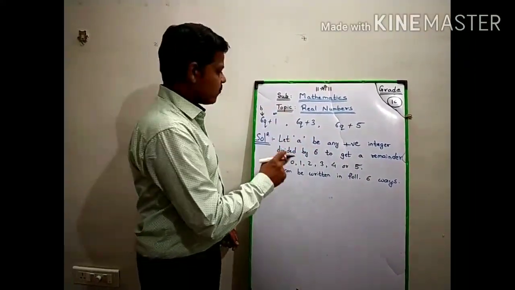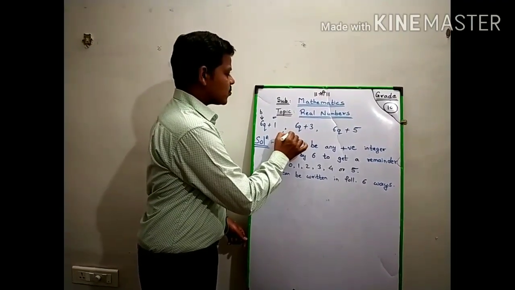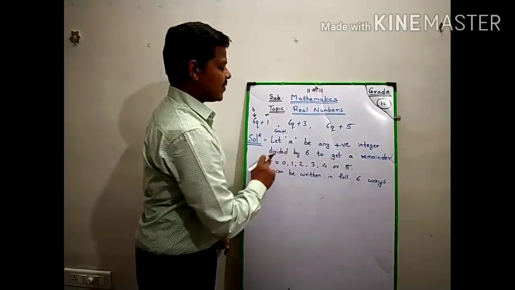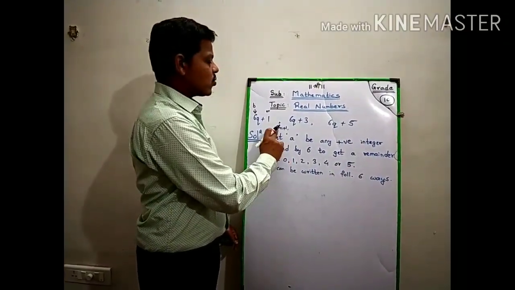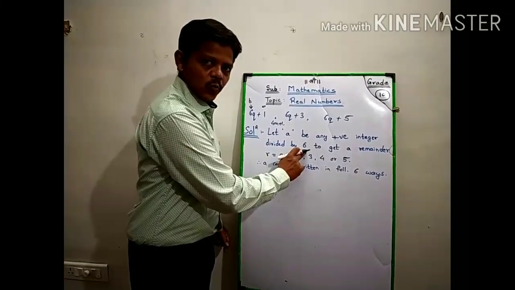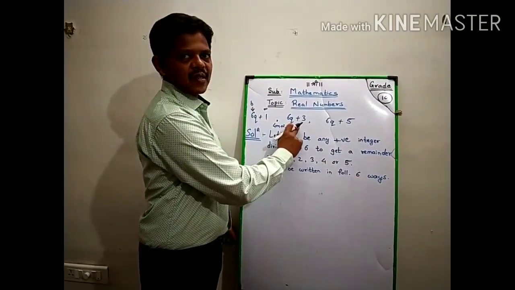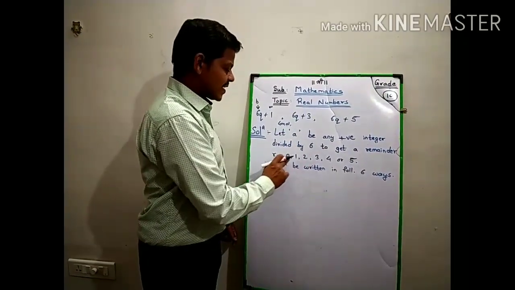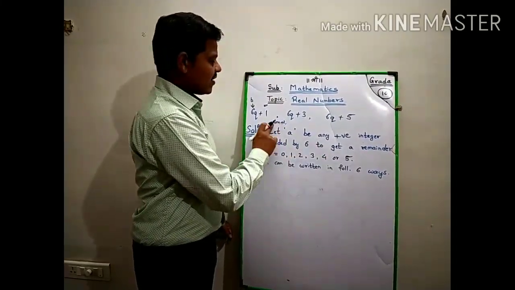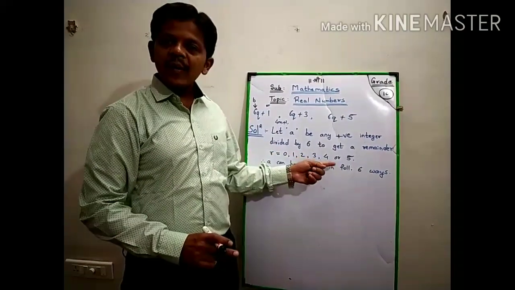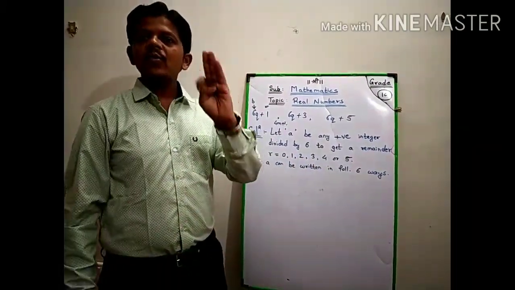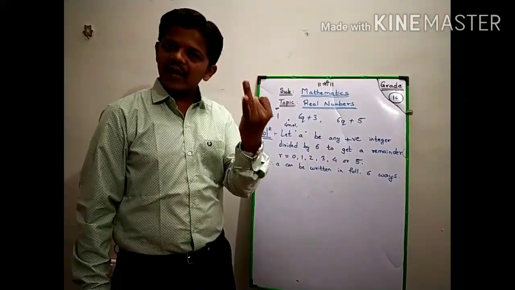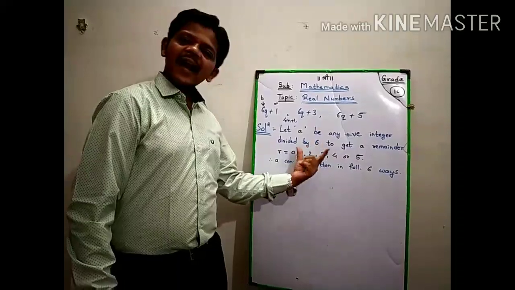As I told you, if the form would have been 4m plus 1, 4m plus 2, something like that, what would I have said? Let a be any positive integer divided by 4. If the form was 2m, divided by 2. If the form was 9m plus 1, 9m plus 3, 9m plus 8, divided by 9. If I am dividing by 6, I get 6 remainders. If I divide by 4, I will get 4 remainders: 0, 1, 2, 3. When I divide by 2, I will get 2 remainders, 0, 1. When I divide by 9, I will get 9 remainders, and so on.